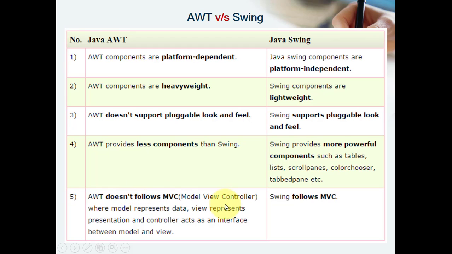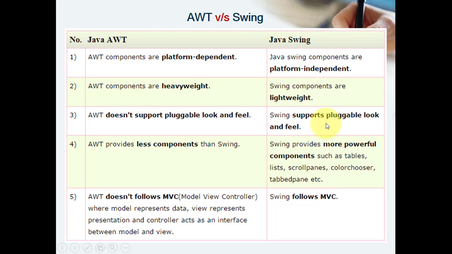AWT doesn't follow the MVC architecture, where the model represents data, the view is the representation, and the controller acts as an interface between the model and view. Swing follows the MVC architecture, and MVC helps you maintain the code easily and improves the efficiency of the code as well. MVC architecture is mostly used to separate look and feel, data and view, that is, data and representation logic are separate and then work together, for code maintainability and easily pluggable code.